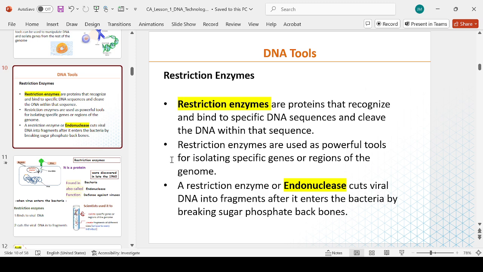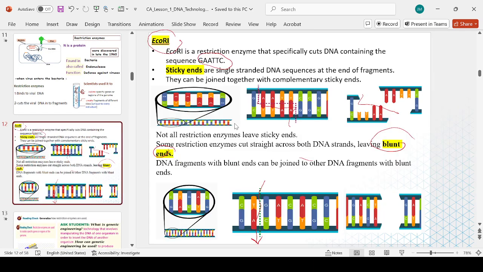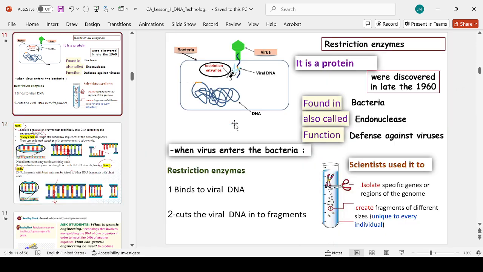Okay, this is very important. And there are endonucleases, which are restriction enzymes that cut viral DNA into fragments. Cut viral DNA into fragments. Okay, endonucleases. This is very important. So there are two types of restriction enzyme, by the way. This is the idea of restriction enzyme: bind and cut viral DNA into fragments.